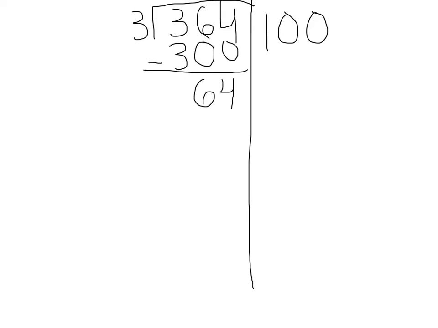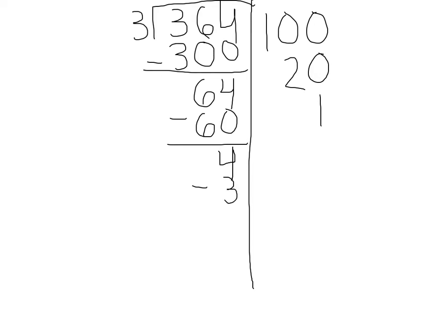So now I continue to think about numbers that I can divide into 64 by 3. So I know if I multiply 3 by 20, that I'm going to get 60. So I can start there and I can subtract 60. Okay, I still have to keep going because 3 can still go into 4 one more time. So I'm going to subtract 3 because I'm multiplying 1 by 3.